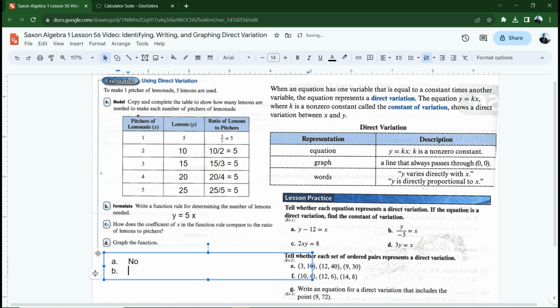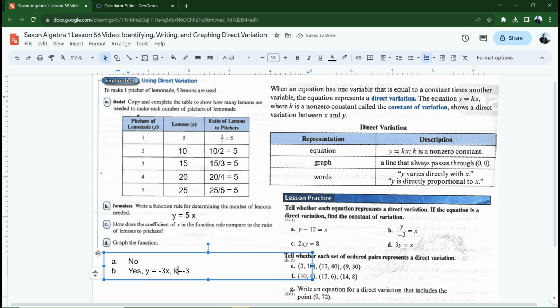Okay. What about letter B? That one, yes, it is a direct variation. Now, we want to set it so that y is on a side by itself so that we can find the constant of variation. That's the correct way to do it. So we get y equals negative 3x. So the constant of variation is negative 3.